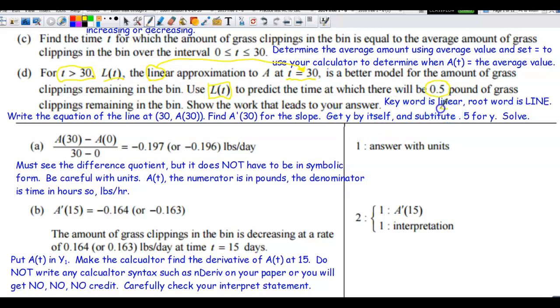So the key word, as I said, is linear. The root word of linear is line. We're going to start by writing the equation of a line. The equation of the line at x or t, whatever variable, that really doesn't matter what you use here. And then we're going to find a of 30 on our calculator, because remember we already have the a function. And then we're going to find a prime on our calculator, because that's going to give us the slope. So this is going to be our x number 1, this is going to be our y number 1, and then we're going to use the calculator to get the slope. Then we're going to write the equation of the line, get y by itself, and then we're going to substitute 0.5 for y, and we're going to solve to find out when that occurs.